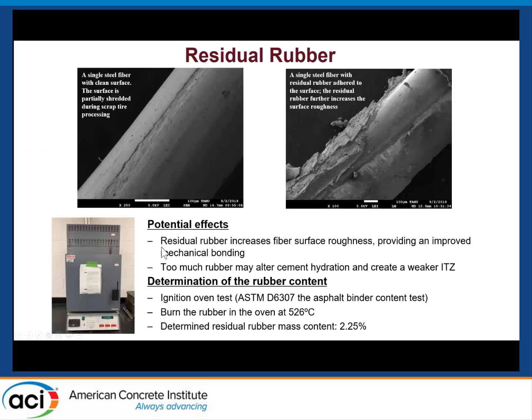Another unique feature of recycled steel fiber is that it has residual rubber adhered to the fiber surface. For example, here I'm showing an SEM picture we took in our lab. You can clearly see the residual rubber adhered to the fiber surface. The existence of residual rubber can have pros and cons.